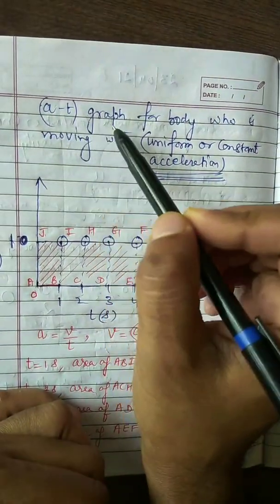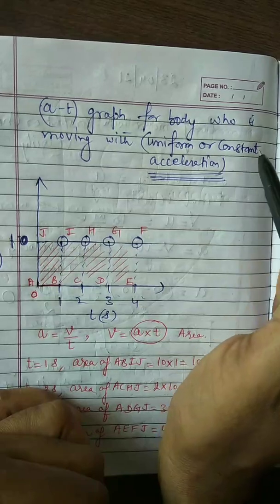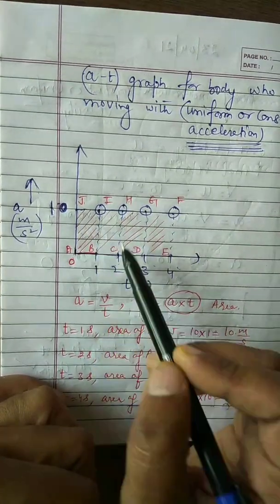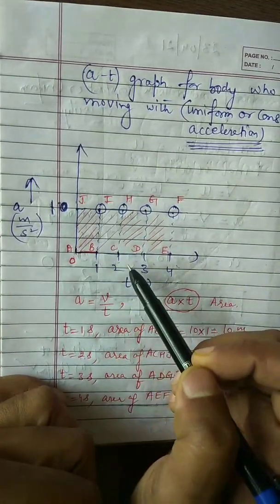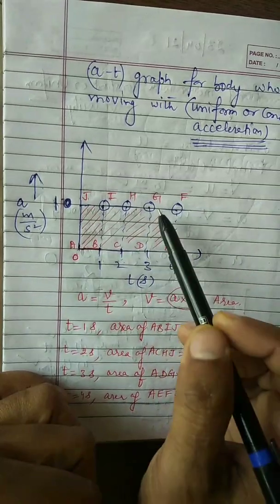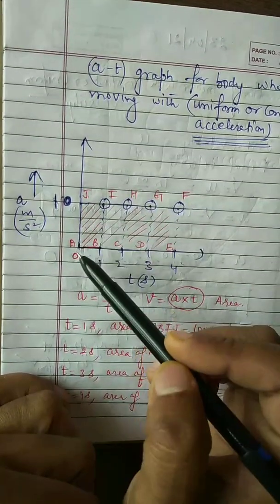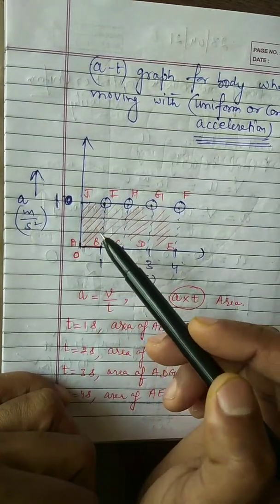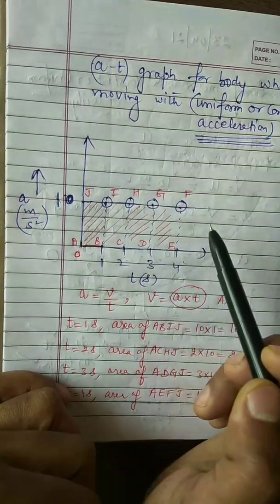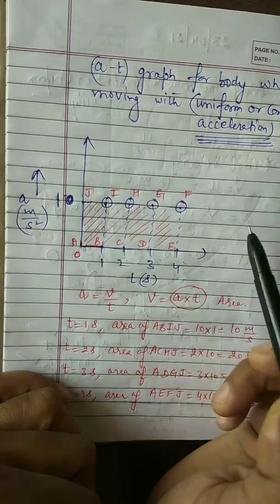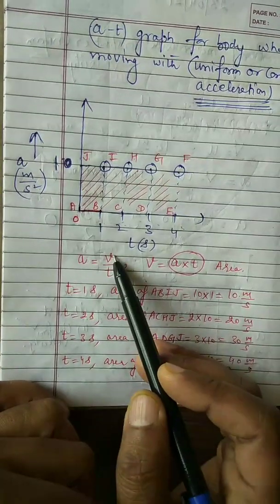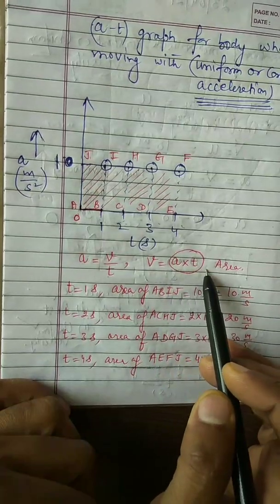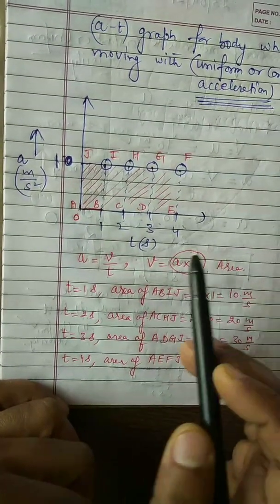Now the AT graph for a body that is moving with uniform or constant acceleration. Suppose the value of the acceleration is 10, and for 1 second it is also 10, for 2 also it is 10, for 3 it is 10, for 4 it is 10. And we can get the velocity time graph on the basis of the AT graph, and further from the VT graph we can get the displacement time graph. As I told you, all are interrelated. So acceleration is equal to velocity upon time, and by rearranging the formula we get velocity equals A into T, and if it is in product form you have to find the area under that acceleration time graph.